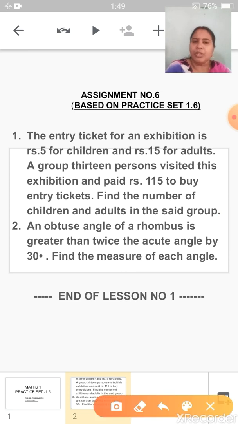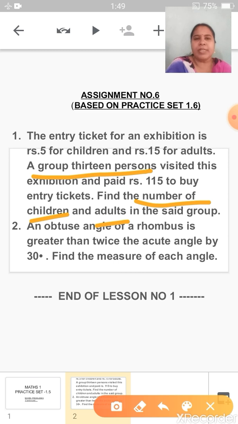Now, what are the two things that I have to assume as x and y here? I can get this from the last part, that number of children and number of adults. So if I assume these as x and y, then where is the first condition given here? The first condition is a statement which is given here, a group of 13 persons. 13 persons means it will include children as well as adults. It means x plus y should be equal to 13. This will be our equation number 1.